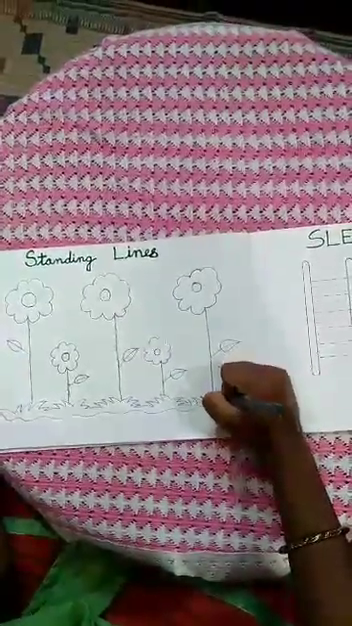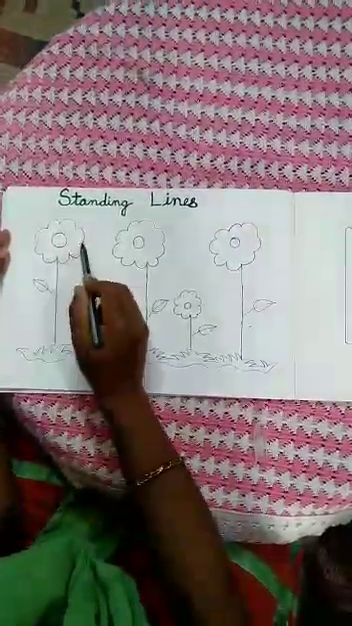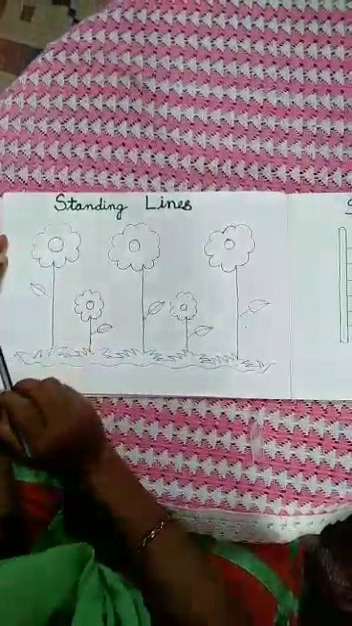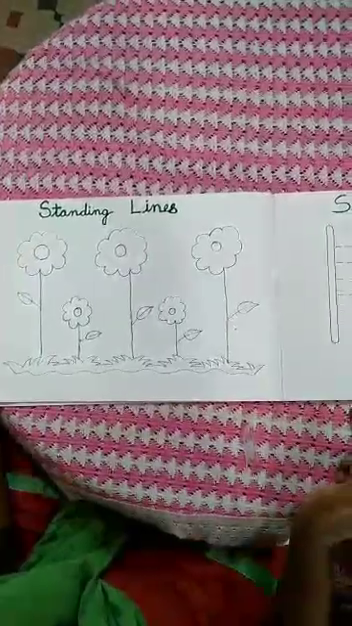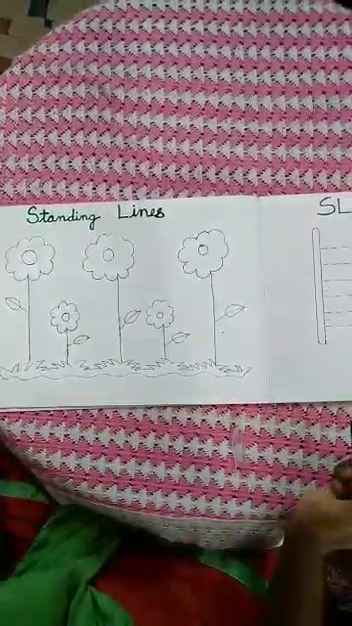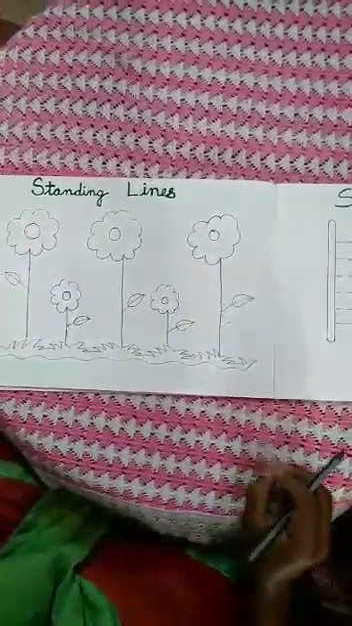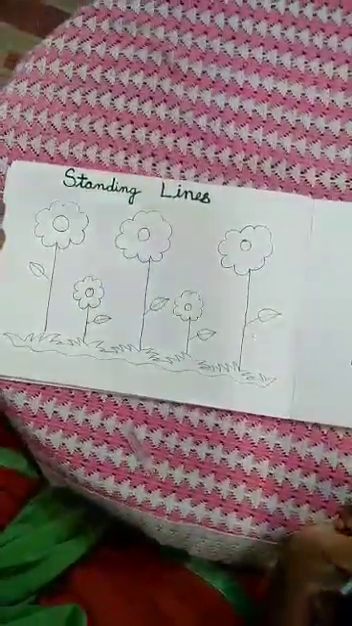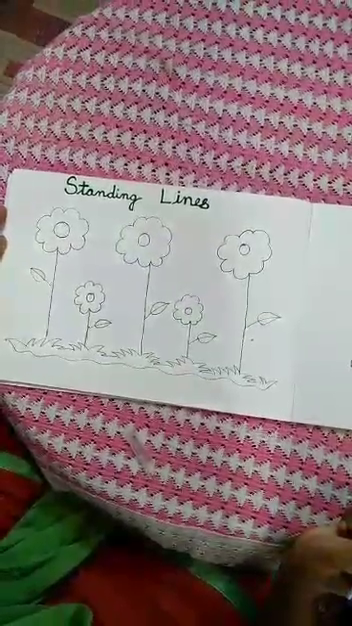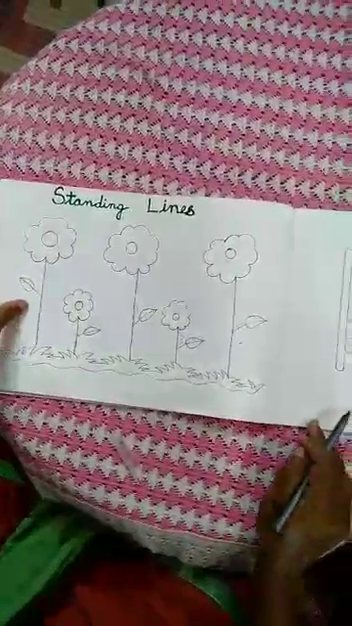So in this manner my flower is complete. You can see the petals and here the leaf and the stalk. And after completing the flower, you will color it. First make the flower in your drawing copy, and then you will make standing lines and then color it.